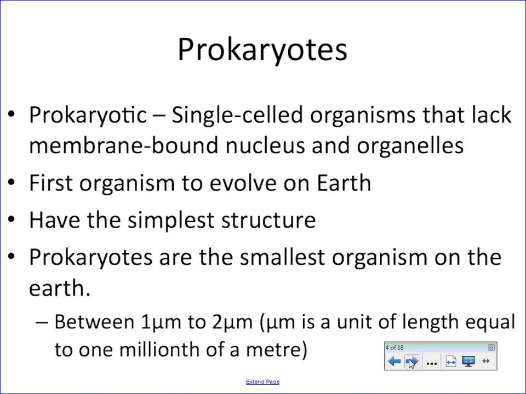Prokaryotes are single-celled organisms that lack a membrane-bound nucleus and organelles. They're the first organism to evolve on Earth and have the simplest structure. Prokaryotes are also the smallest organisms here on Earth, and they range in size between 1 micrometer to 2 micrometers.